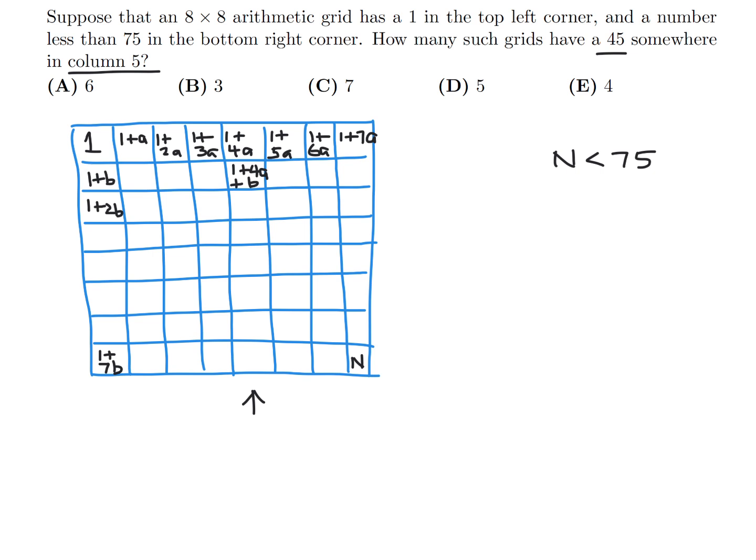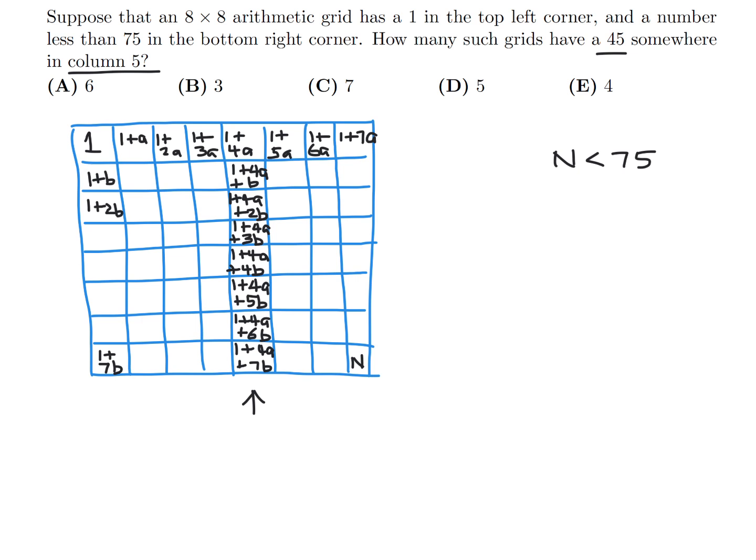Let me just double check. I believe that is how you write it. Yeah. And then 1 plus 4a plus 2b. 1 plus 4a plus 3b. Probably should have made this a little bit bigger, but it's okay. 1 plus 4a plus 4b. 1 plus 4a plus 5b. 1 plus 4a plus 6b. And finally, 1 plus 4a plus 7b. Okay, I think that's proper. And then I want to concentrate on this n.